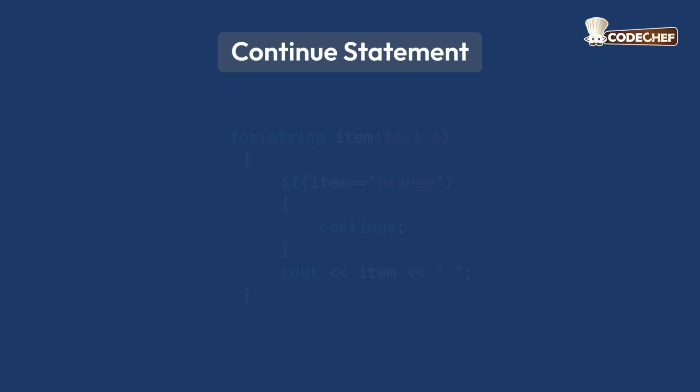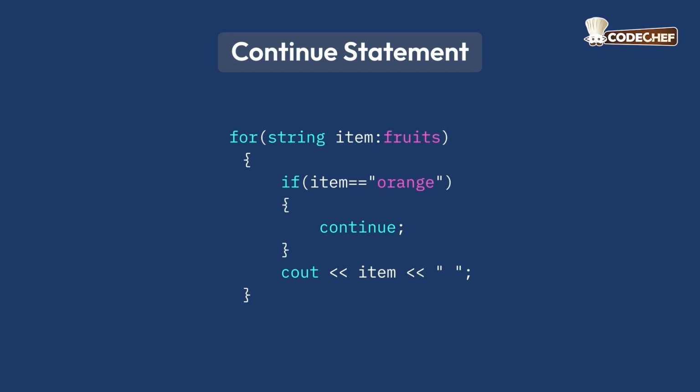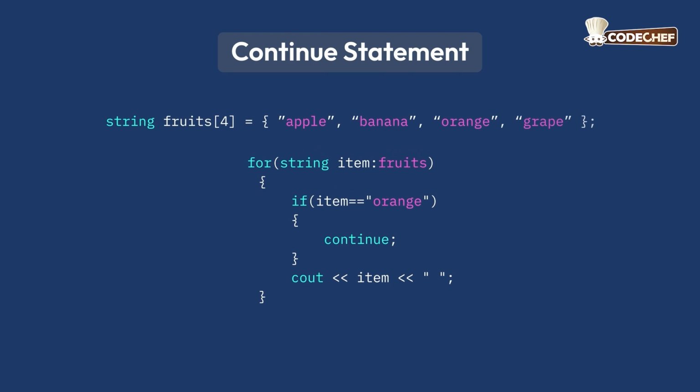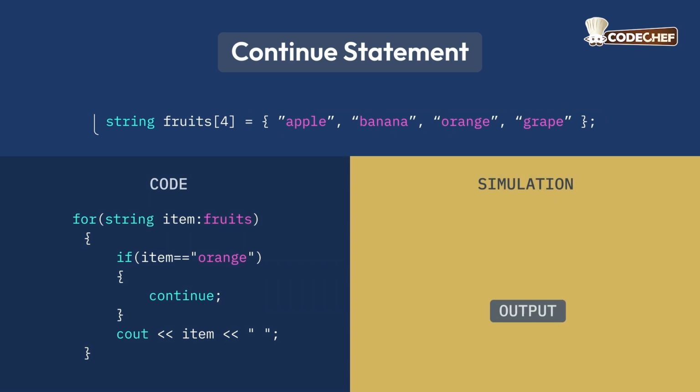Take for example this block of code. In this snippet, you will see a for loop. The iterator is item that loops over an array called fruits. There is a continue statement inside an if block. Consider an array fruits with the items as shown. Let's apply this code on this fruits array and see what happens behind the scenes.